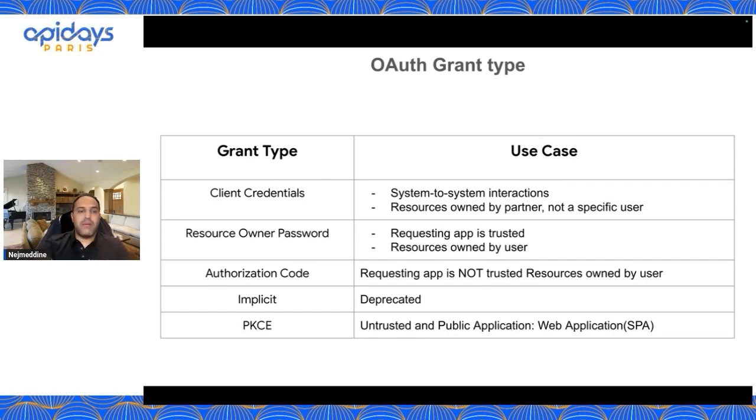The second type of grant type is the resource owner password. In this case, the requesting app must be trusted. So you cannot use the resource owner with an untrusted application, and the resource also is owned by the user who is making the request. We have the authorization code. The authorization code is used when the requesting application is not trusted, and the resource could also be owned by the user.